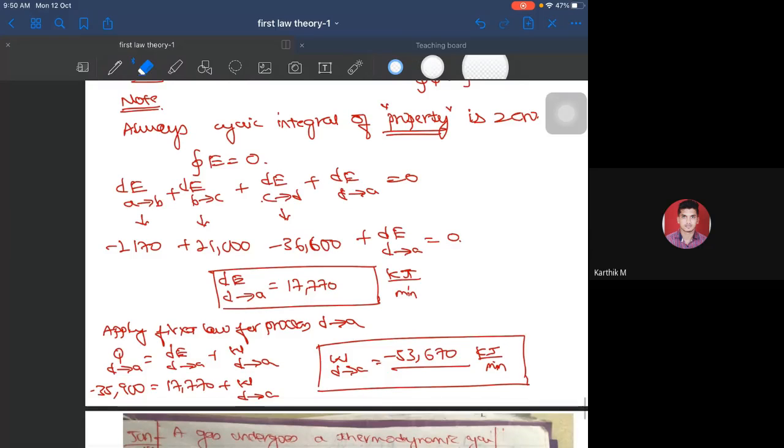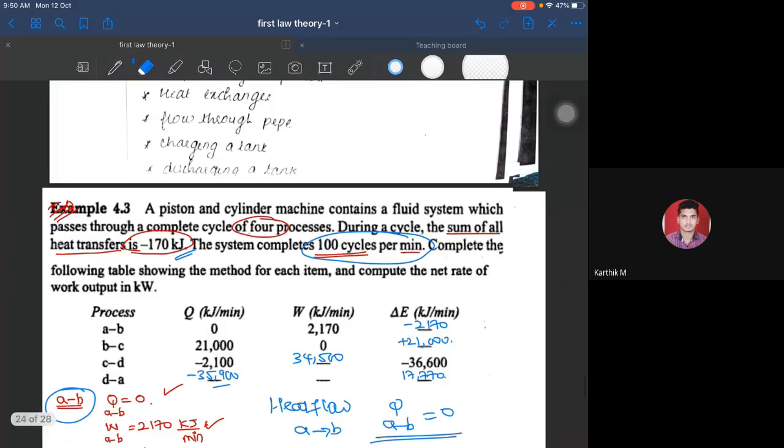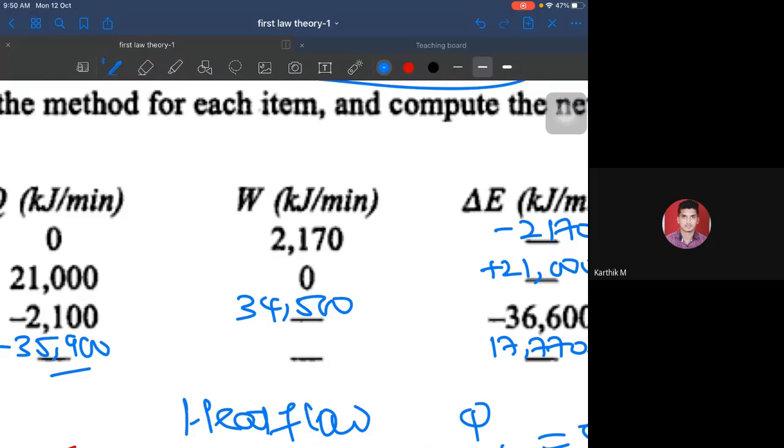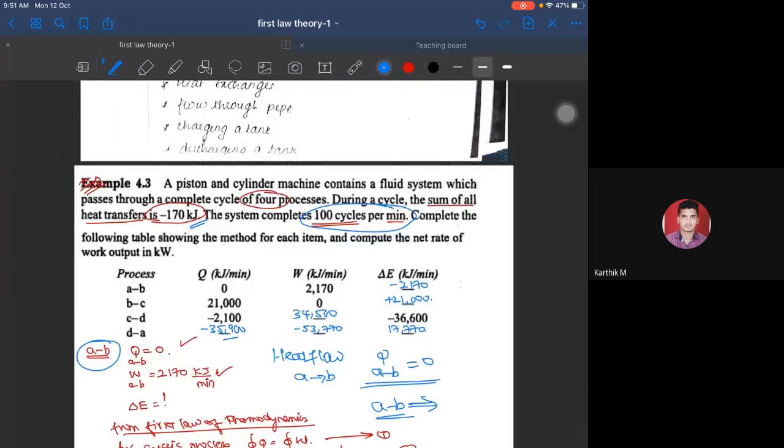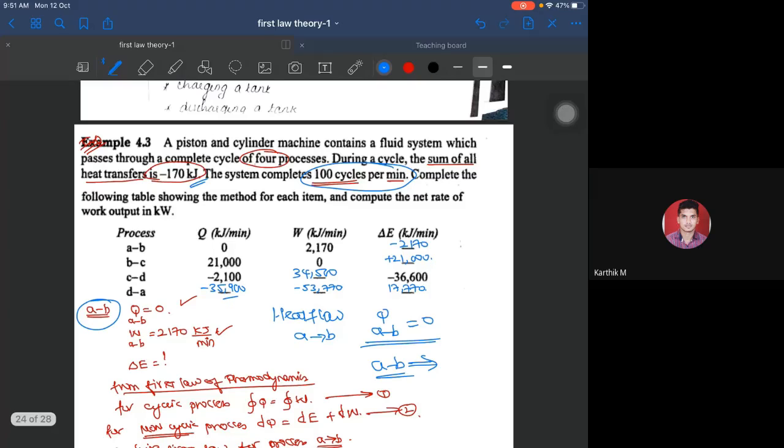I'll just update this back. Minus 53,670. Okay, so there ends your problem. Now, is the problem done? Anything else should I calculate? He has asked to complete the table. I think we have completed the table with all these values which I have calculated. This one, this one. Later we have calculated this one, and this, this, and this. So I think we have completed the table.